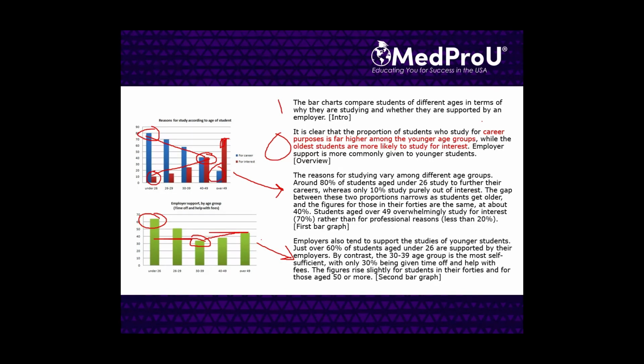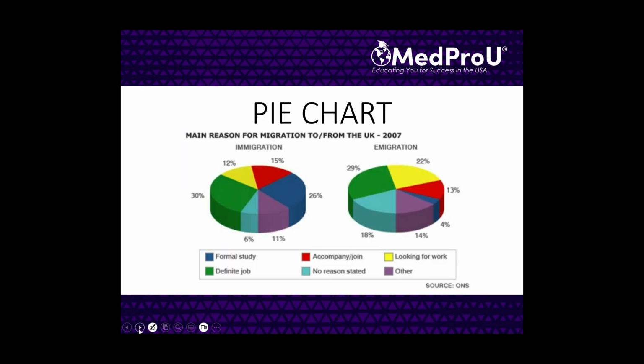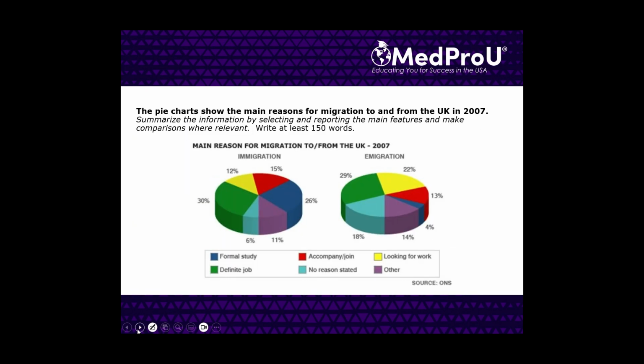Okay. I guess everybody gets it already. Let's have another one. So those are for bar charts. What if it's a pie chart? Now, please paraphrase the title. The pie charts show the main reasons for migration to and from the UK in 2007. So I'm giving you 2 minutes again. Paraphrase.